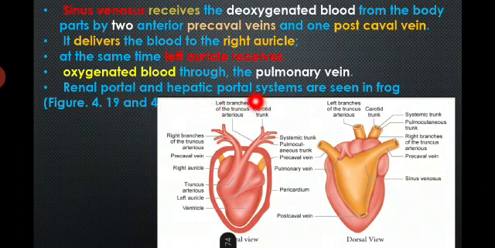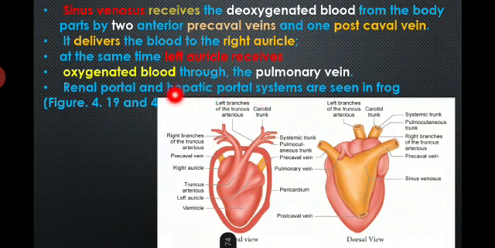Hepatic portal system means, this is very important, because it collects the blood from the intestine and passes it into the liver. The blood collected from the intestine is given where? It passes into the liver. This type of circulation is named the hepatic portal system. Commonly we see it in higher vertebrates.